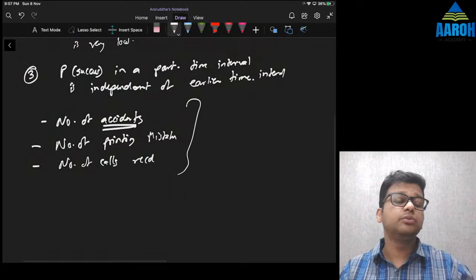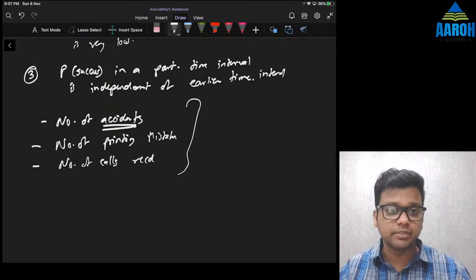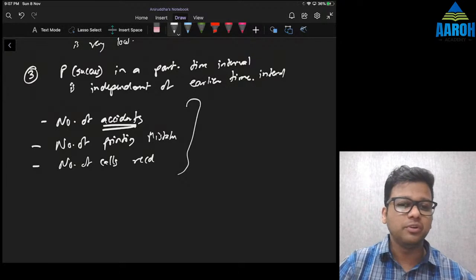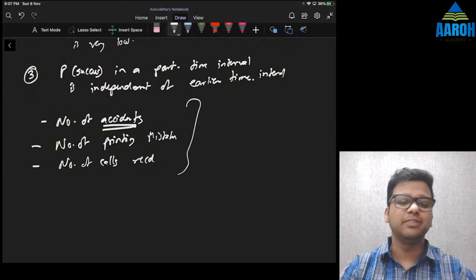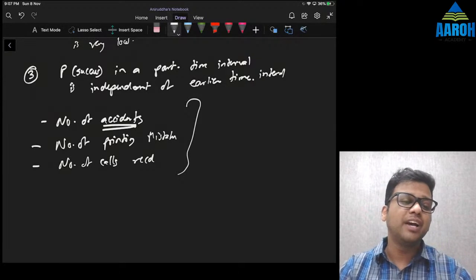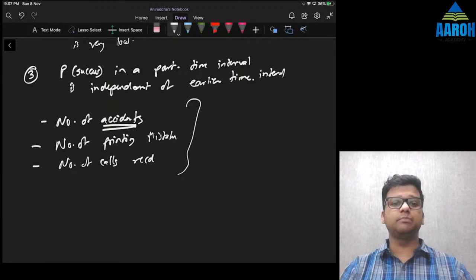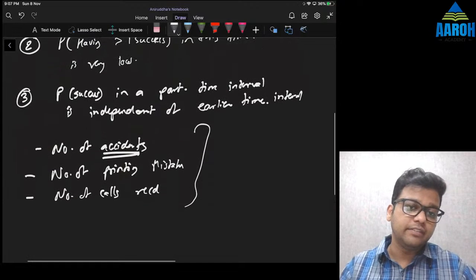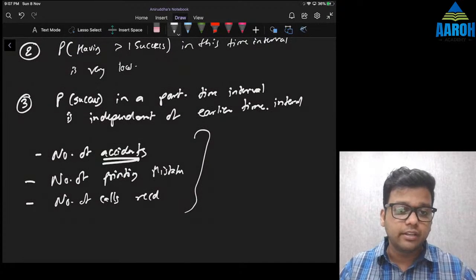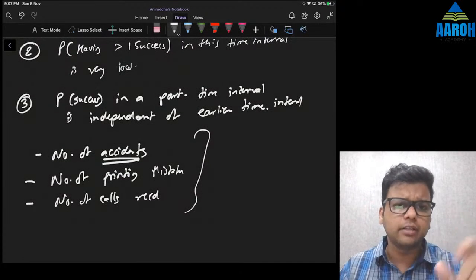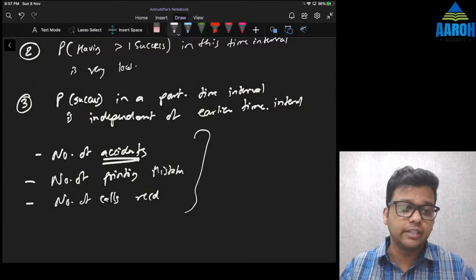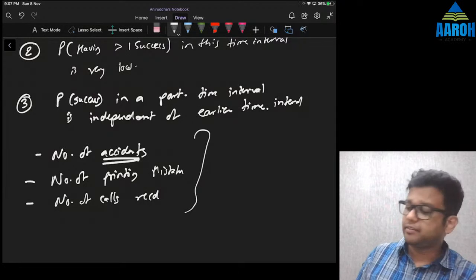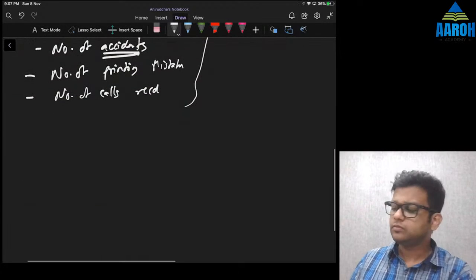Similarly, the number of printing mistakes. In general, a book should not ideally have too many printing mistakes, right? Forget chapters like logical reasoning or essays in our book, those have too many printing mistakes. But other than that, generally a book has on an average not many printing mistakes, maybe 1, 2 or something like that. Or the number of calls received in a particular hour, day, month, or minute by a call center or maybe by you personally. So these processes follow Poisson distribution. This is where we can apply it.